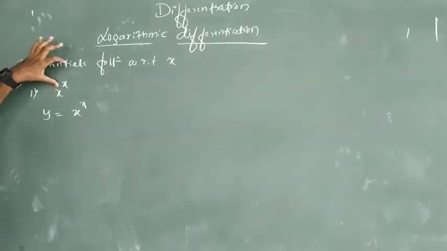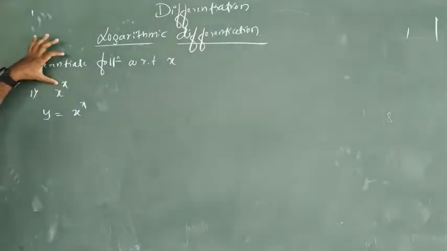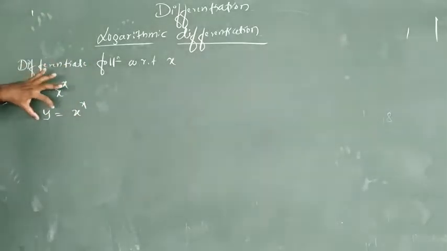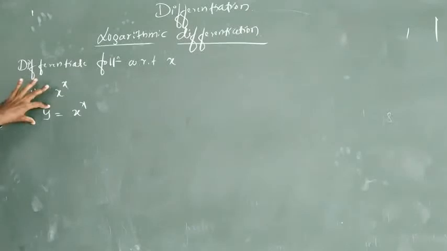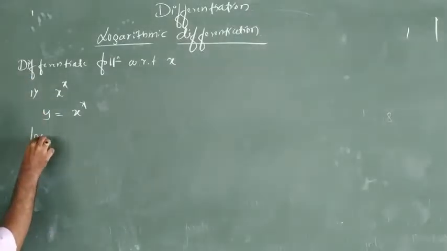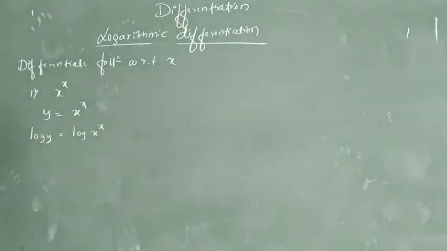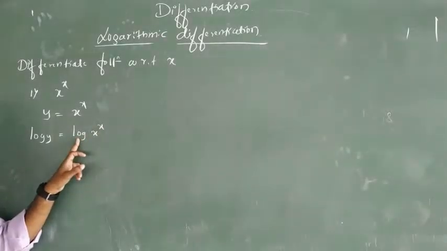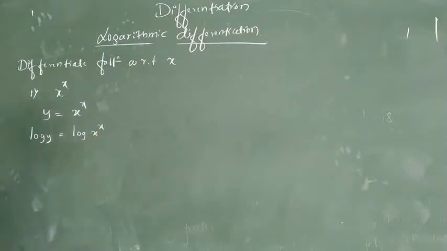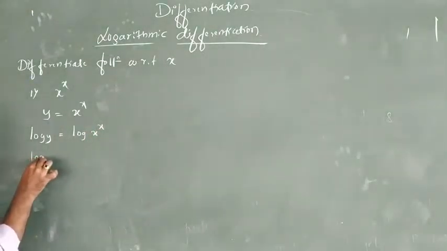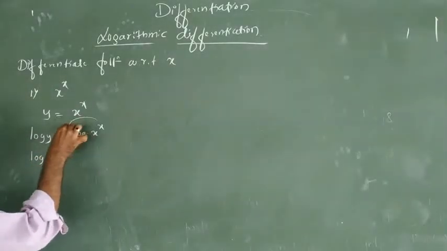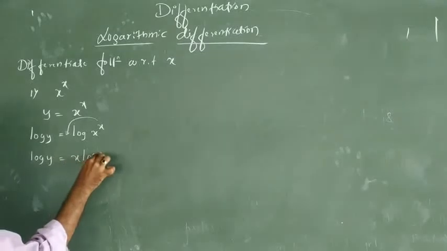Whenever they give a simple function like x raised to x or sin x raised to x, we should consider that function equal to y. Then applying log to both sides, what is it becoming? Log y equal to log of x raised to x. Now we have to apply again: log of m raised to n is n log of m. So log y is equal to x log of x.